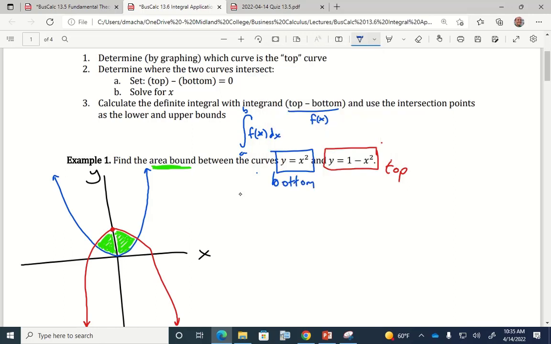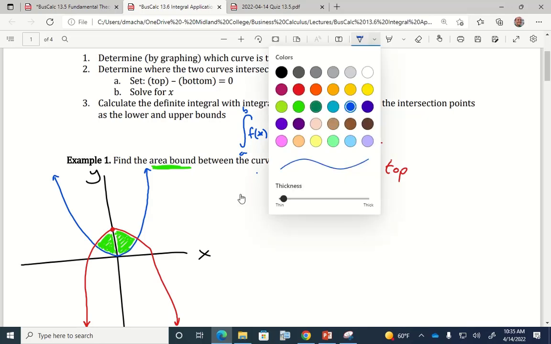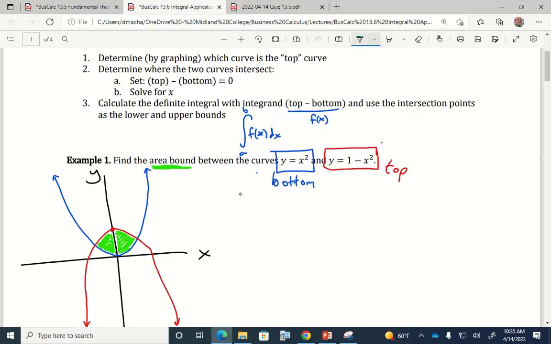Step 2 says I need to determine where these two curves intersect. We see there are 2 points where the curves intersect each other, and we can find that by setting up an equation. In my equation, I'm going to say my top curve minus my bottom curve is equal to 0. So just simplifying, I have positive 1, and then minus 2x squared equals 0.